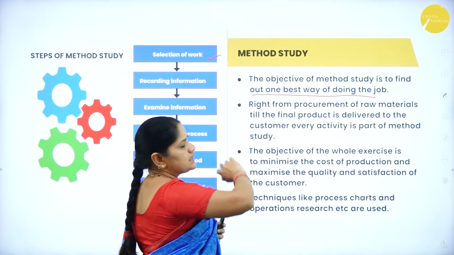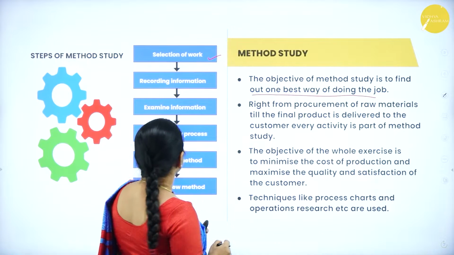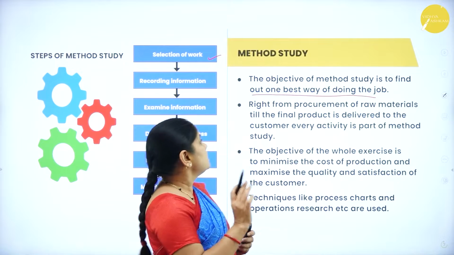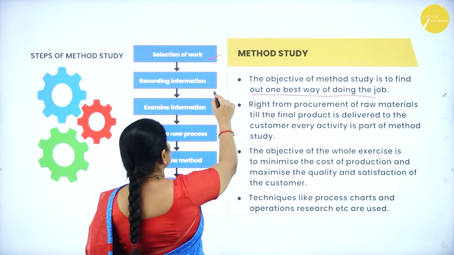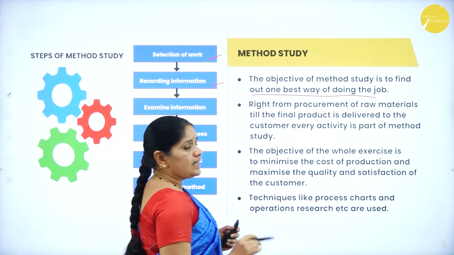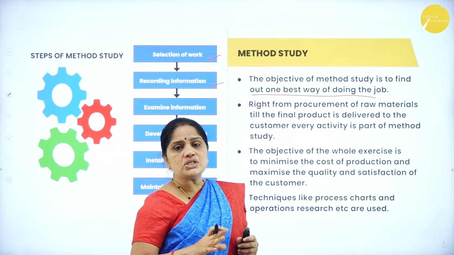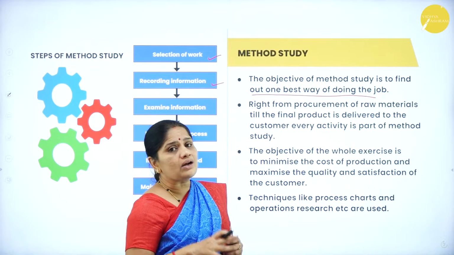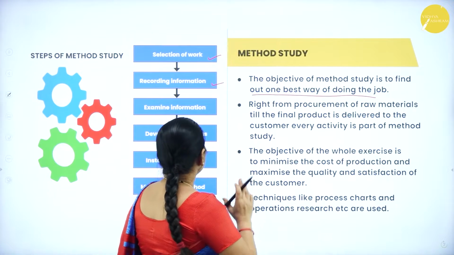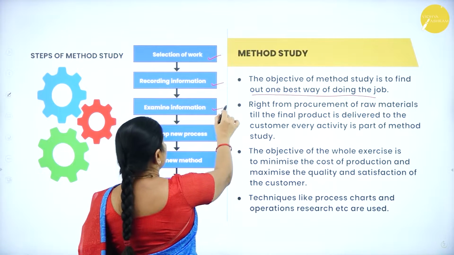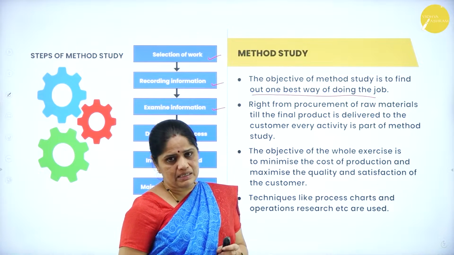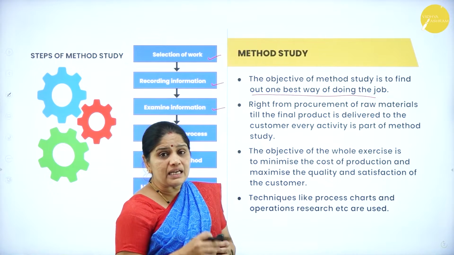So in the method study, the first process is the selection of work. Now what is the work to be done? That we will be selecting. Secondly, recording the information. So once you select the work, then you make a record of the work to be done. Next is examine the information. So you see how the work is being done presently and then you think of ways.